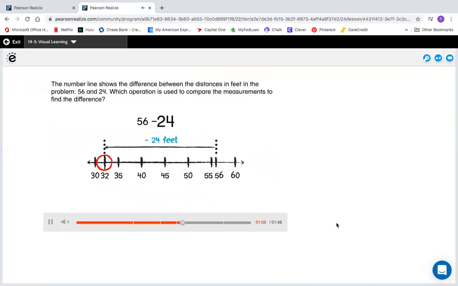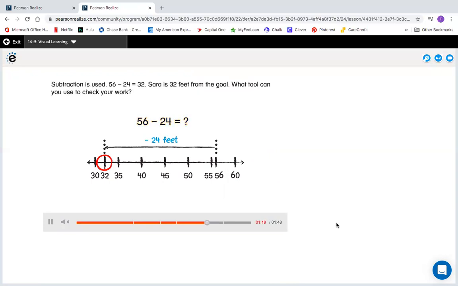The number line shows the difference between the distances in feet in the problem, 56 and 24. Which operation is used to compare the measurements to find the difference? Subtraction is used. 56 minus 24 equals 32. Sarah is 32 feet from the goal. What tool can you use to check your work?